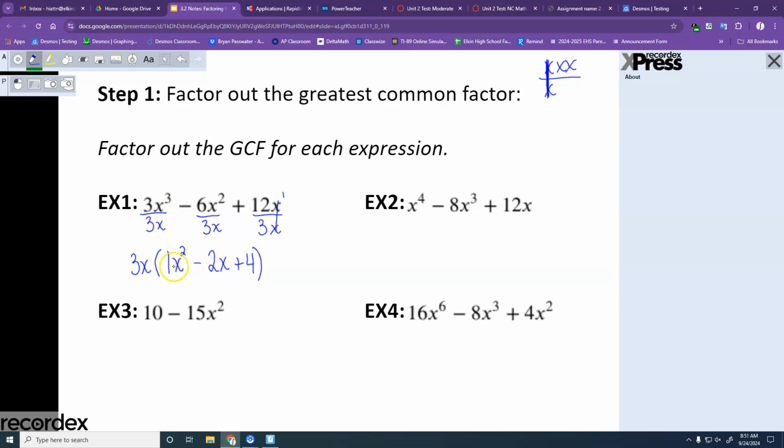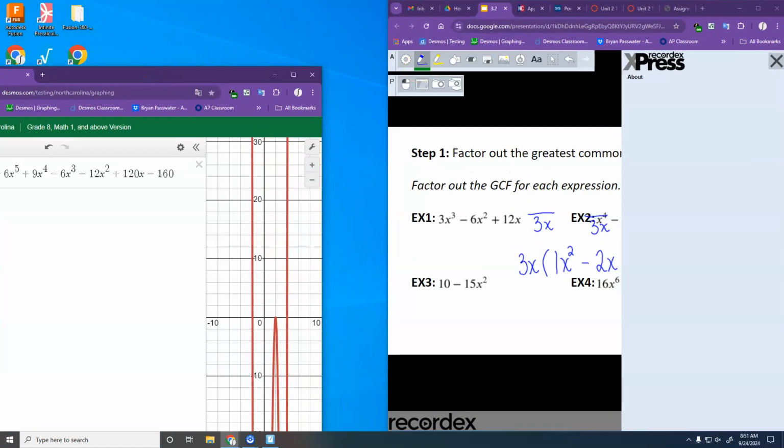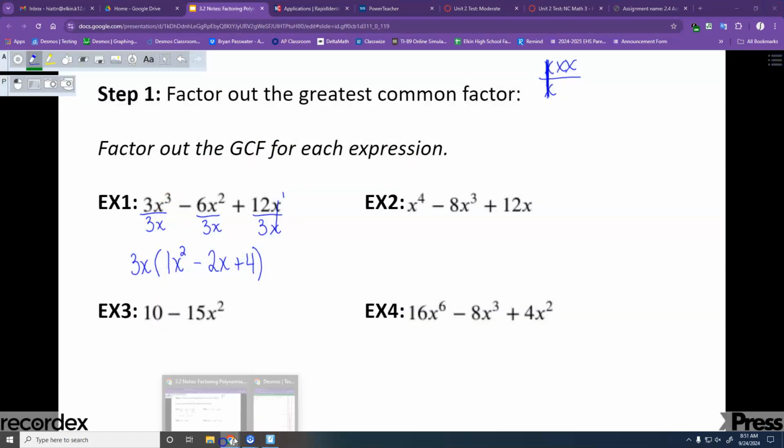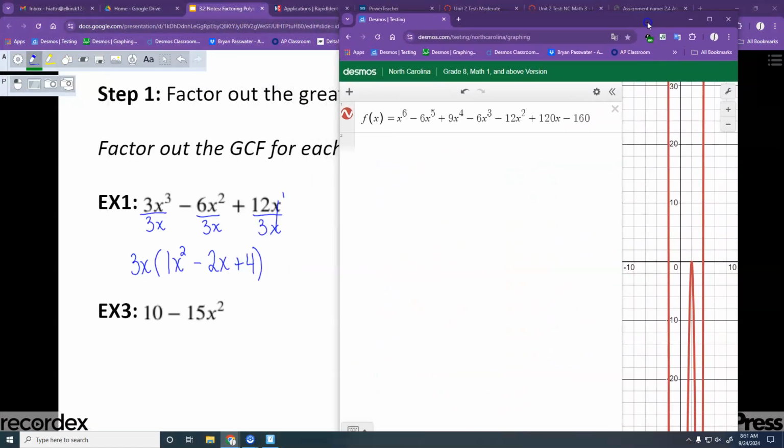This 1 that I have written right there is not necessary, but if you write it, I'm not going to be upset with you. Now, we can use Desmos to check to see if we have done these correctly. Let me put Desmos right here.